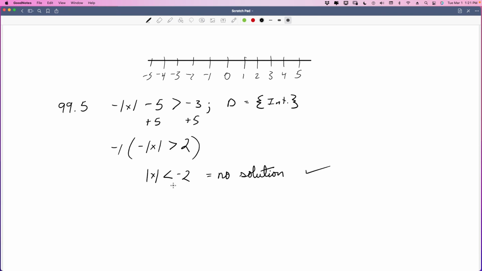And when you get down to the very bottom, where you have everything else taken care of, and you get down to your absolute value of x, then look at this number over here and see if it's a positive or a negative number. If it is a positive number, then you can continue. If it's a negative number, it's no solution.